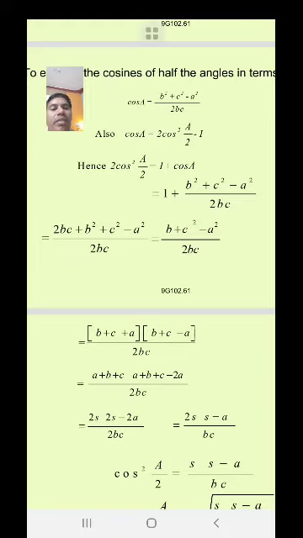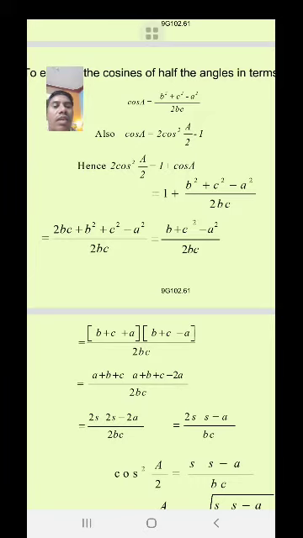Next, observe the first three terms, that is 2bc plus b square plus c square. It is in the form of a square plus b square plus 2ab, so we can write (b plus c) whole square. Here brackets are not printed, so we have to keep b plus c in a bracket. Then the whole square minus the remaining a square is written as it is. So consider b plus c as A and a as B. It is in the form of A square minus B square, which means (A plus B) into (A minus B).